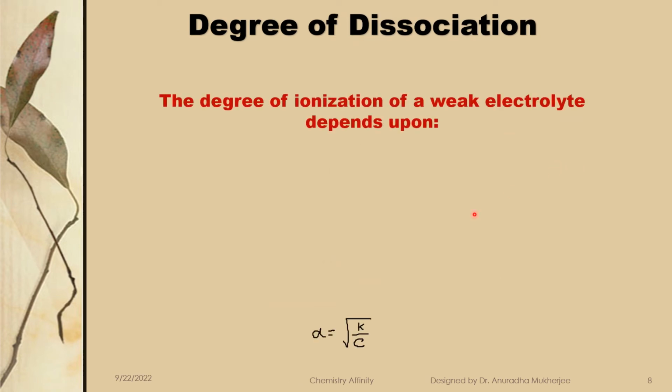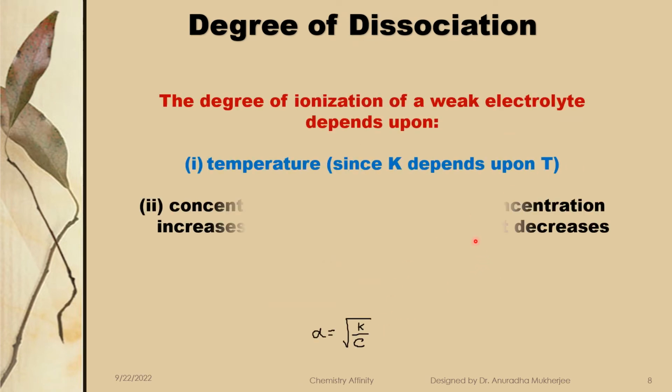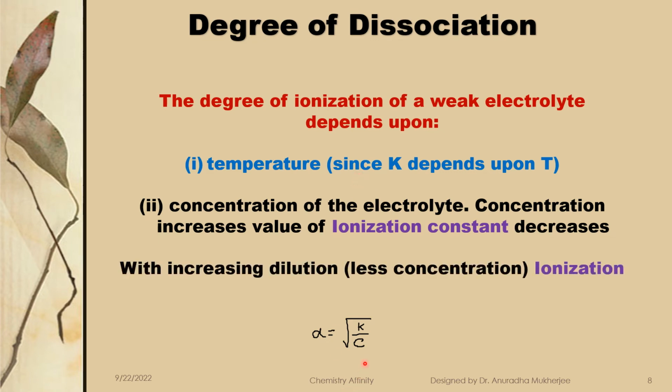Degree of dissociation depends on two factors, temperature and concentration. The equilibrium constant K depends on temperature, that's why the degree of dissociation is also dependent on temperature. From this equation we can see alpha is inversely proportional to the concentration of the electrolyte. If we increase the concentration of the electrolyte, the value of alpha is going to decrease.